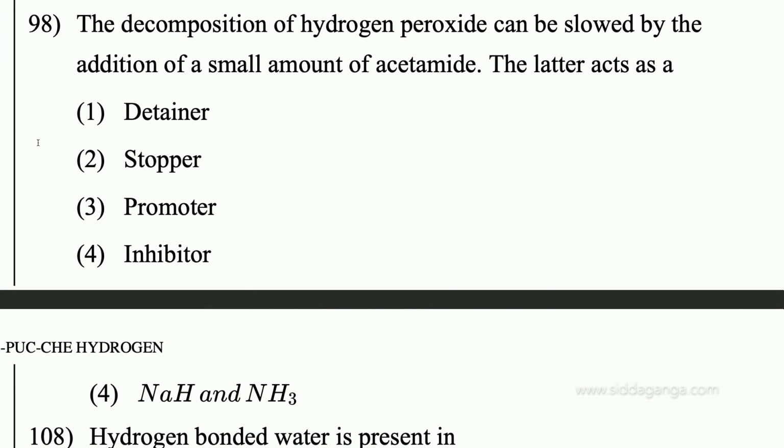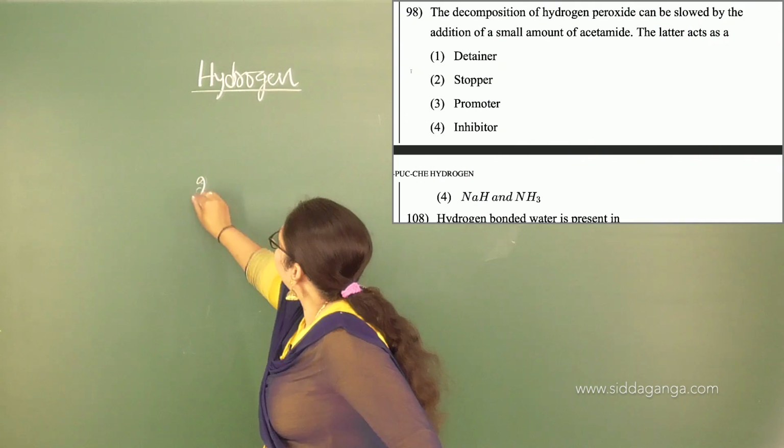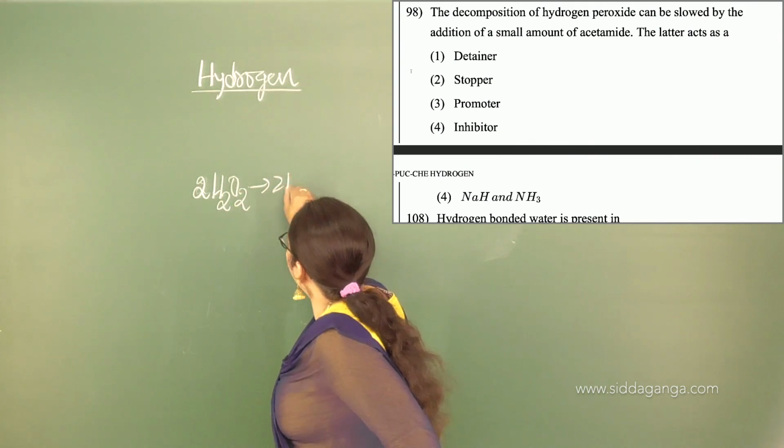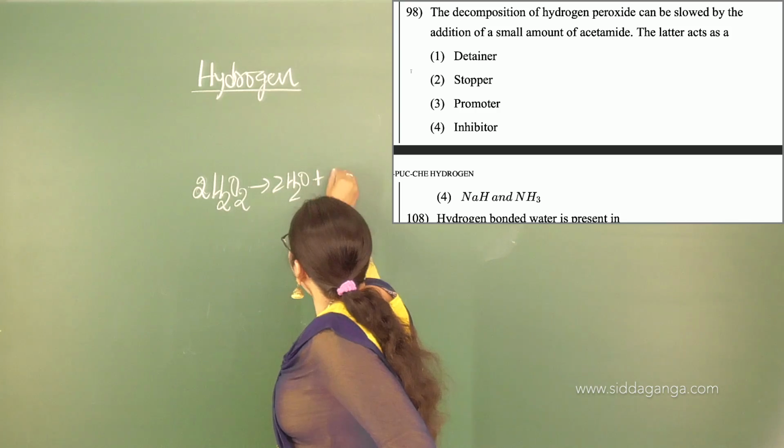The decomposition of hydrogen peroxide can be slowed by the addition of a small amount of acetamide. The latter acts as a detainer, stopper, promoter, or inhibitor. So here it is slowing the decomposition of hydrogen peroxide. What is that reaction? The decomposition of hydrogen peroxide is 2H2O2 gives 2H2O plus O2.